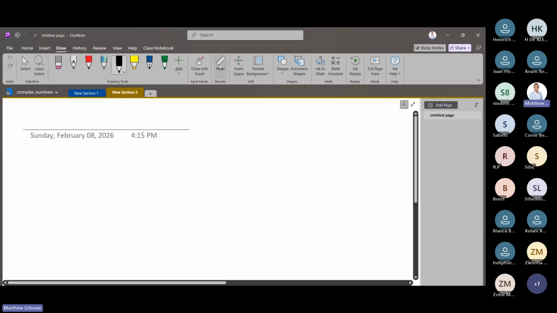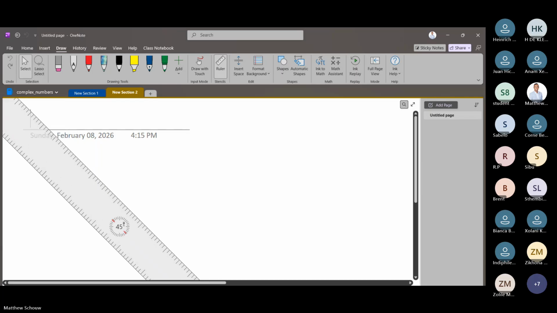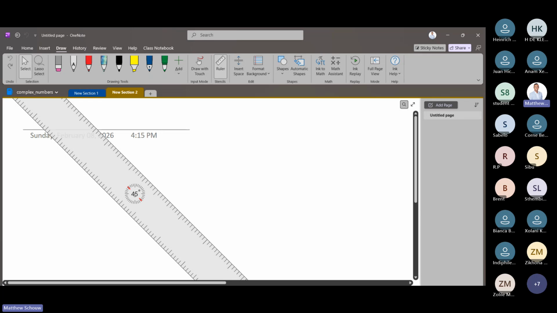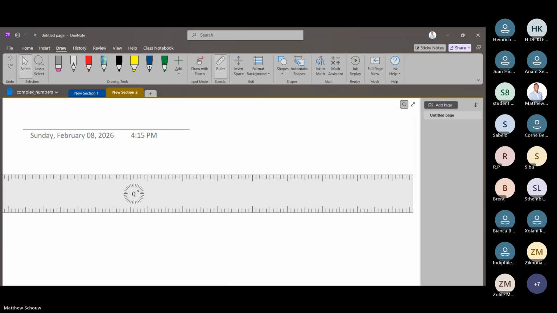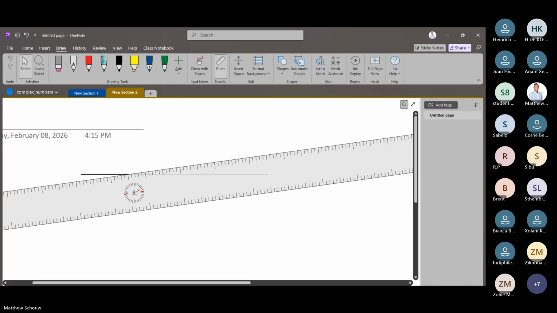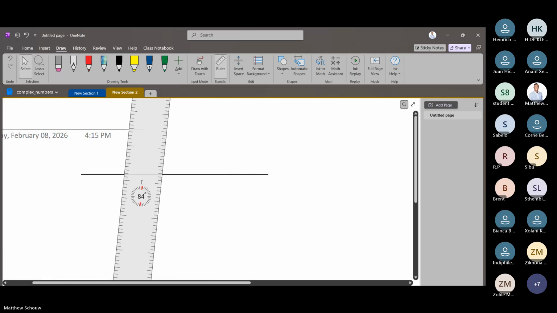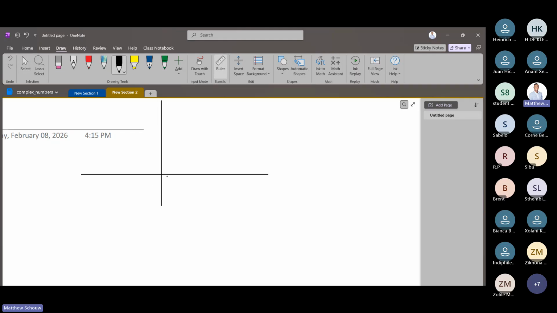So let me just get my ruler here. I'll just use this. Draw a line here, like that, 90 degrees. So what we all know is that we started with 1, 2, 3, 4, 5.